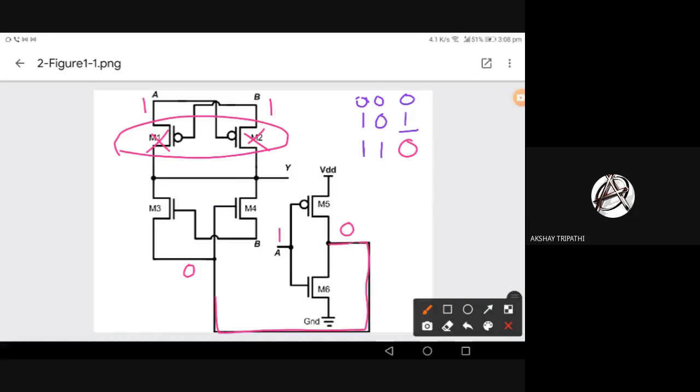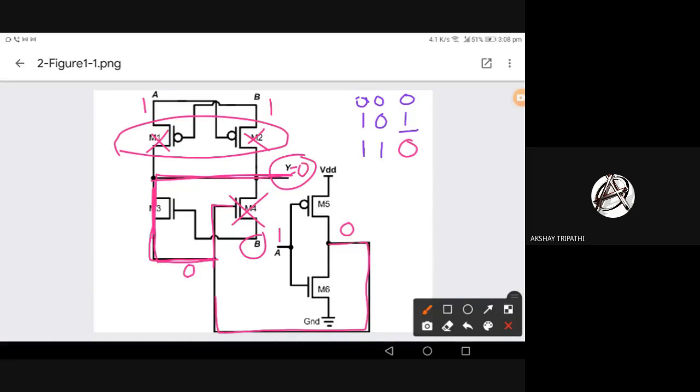So 0 is going to the M4 gate. So this is going to be off, because for an NMOS, if the control terminal or gate terminal is 0 voltage, it is off. So M4 is off. Now this 0 is also going to the source region of M3. Is M3 on or off? It depends on B. What is B? B is high. So M3 is on because B is high. So this 0 is going to the Y. So Y becomes 0.